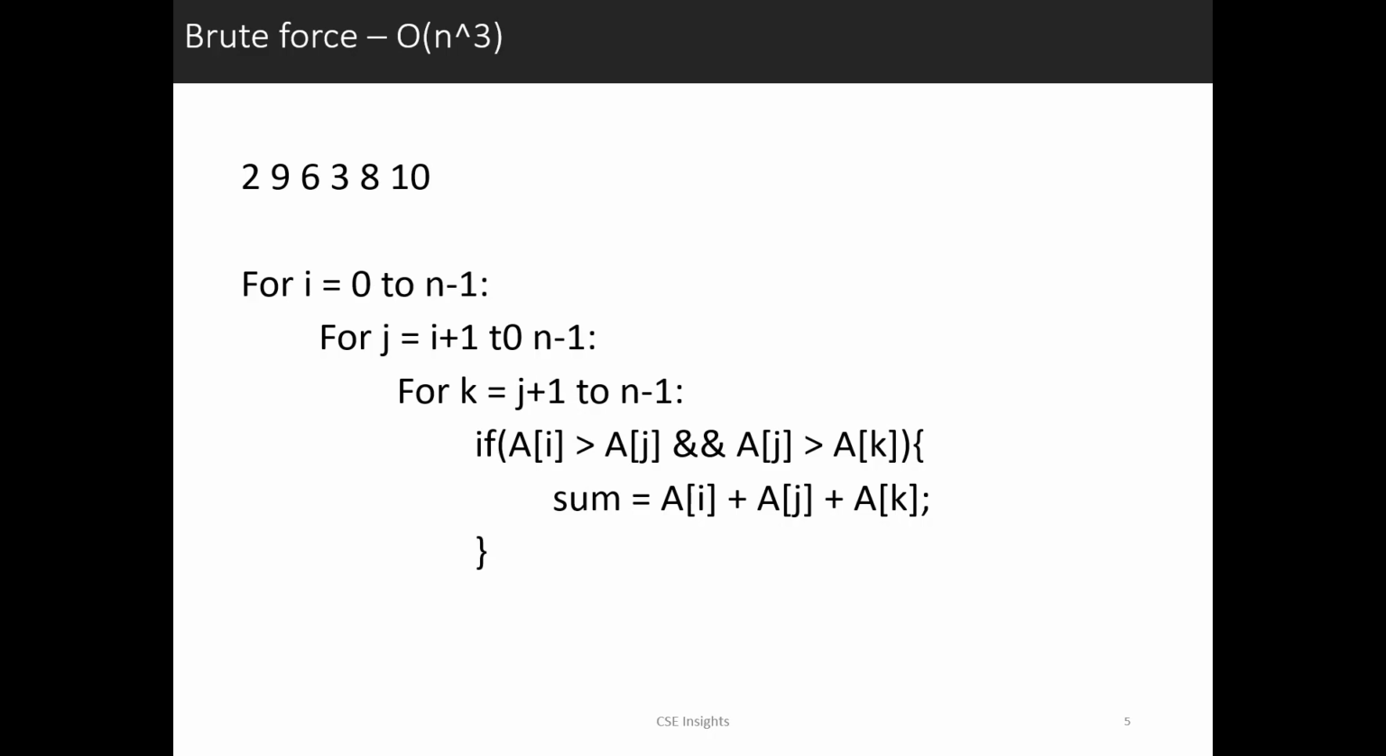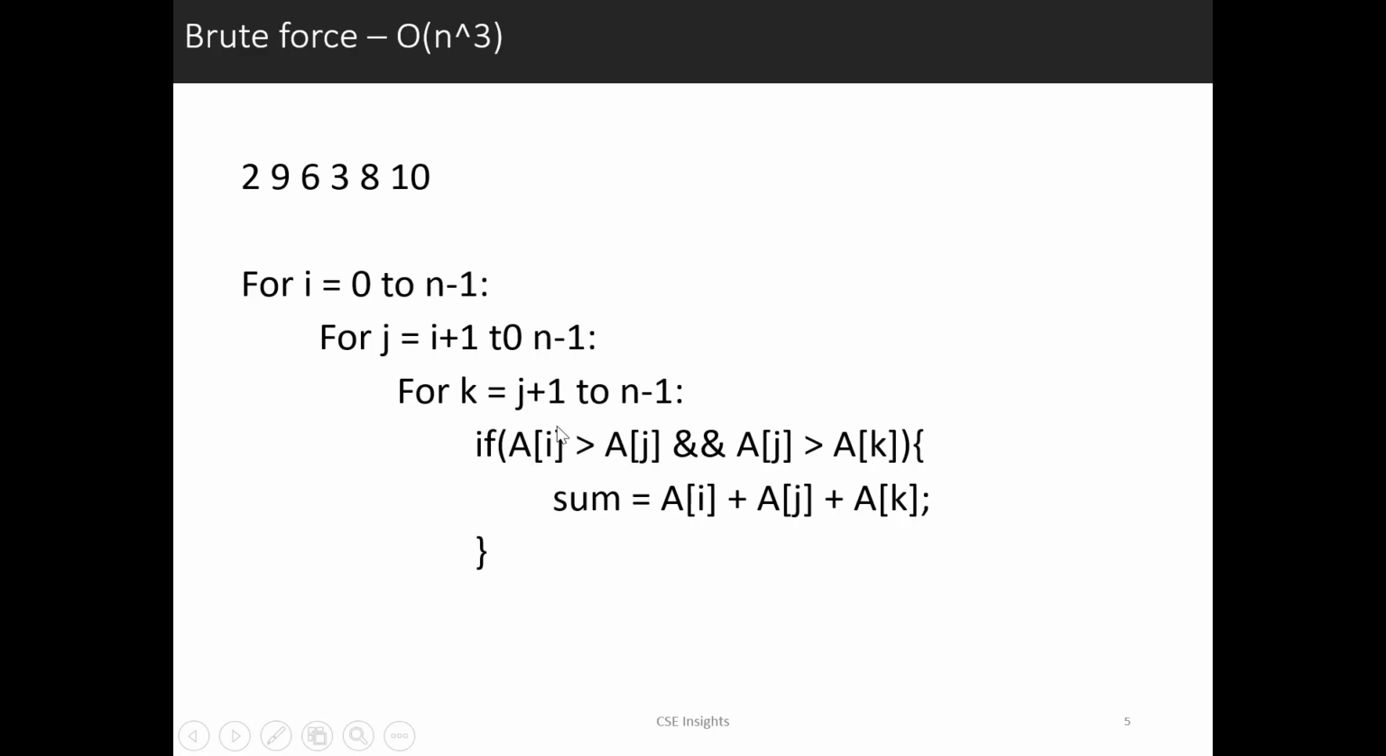Let's see a brute force approach. In this brute force approach, you can maintain three different pointers, i, j and k. You can run three different loops, two inner loops and one upper loop, and for every combination of i, j and k, you can check the condition.